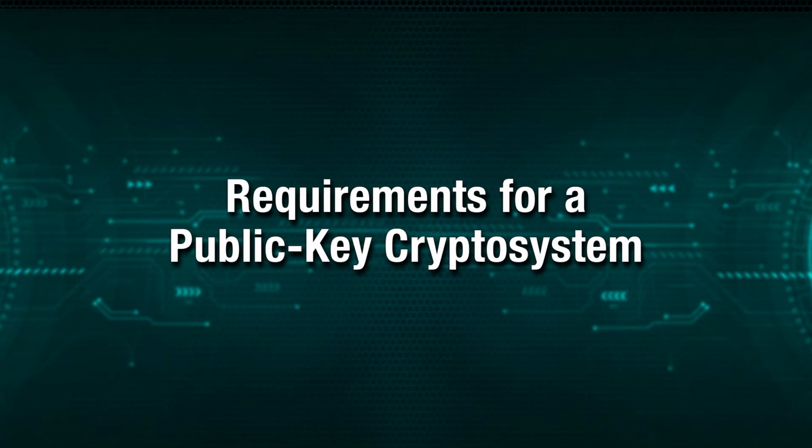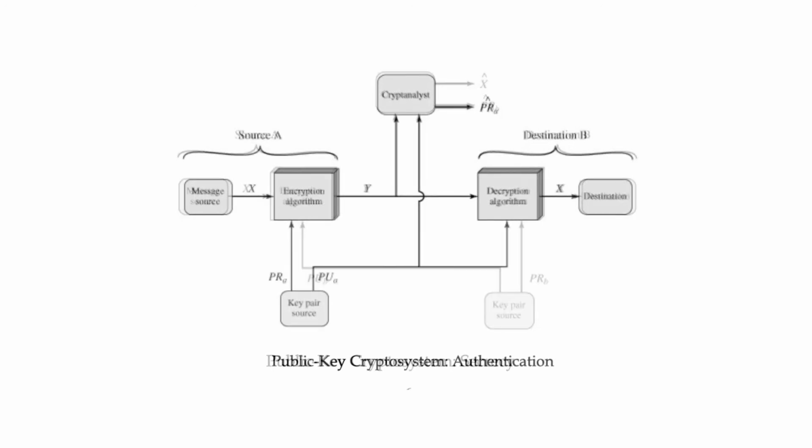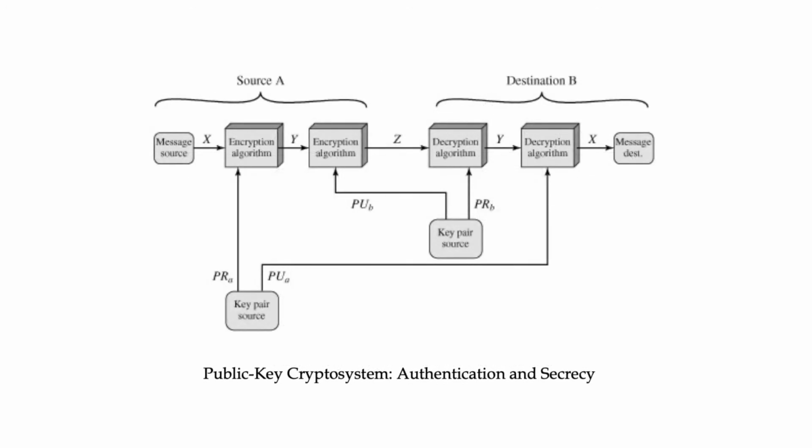Requirements for a public key cryptosystem. The cryptosystem illustrated in figures 2 through 4 depends on a cryptographic algorithm based on two related keys. Diffie and Hellman postulated this system without demonstrating that such algorithms exist. However, they did lay out the conditions that such algorithms must fulfill.